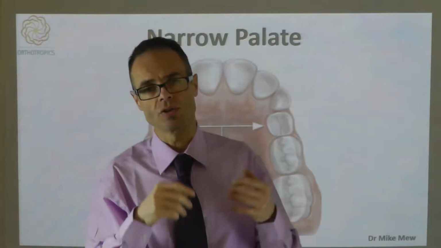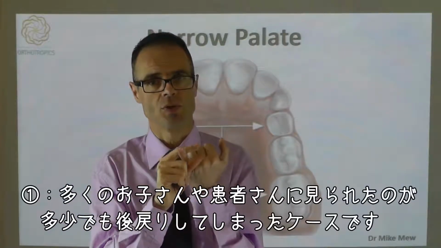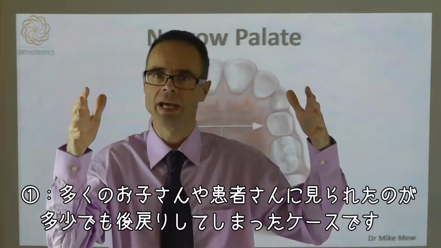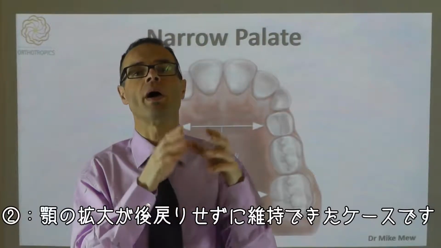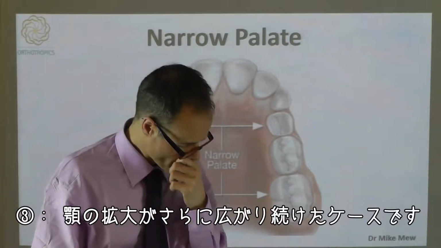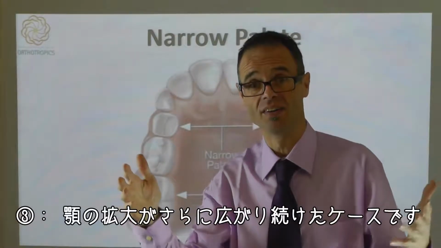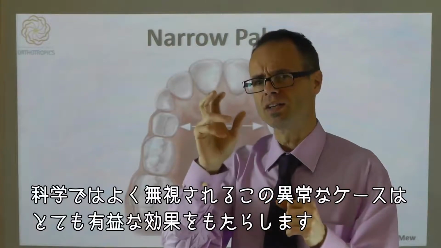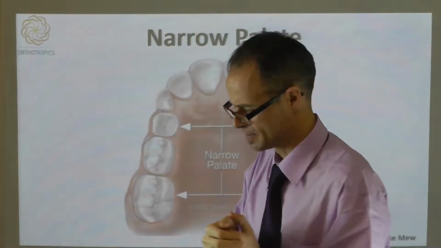He noticed that, one, there'd either been some relapse. So a lot of these kids, the majority of them, the expansion that had been gained had relapsed. Then there was another group, the second group, where the expansion had stayed and it hadn't relapsed. And then there was a third group, and this third group, well, they'd expanded even further. Now, it's outliers like this that are often ignored by science that can tell you a great deal.